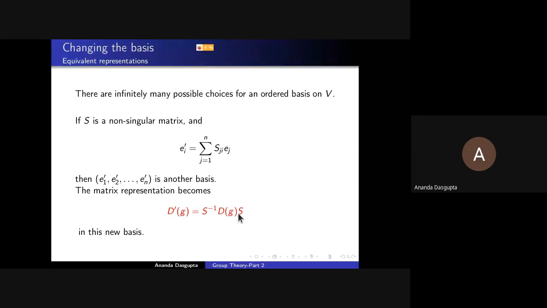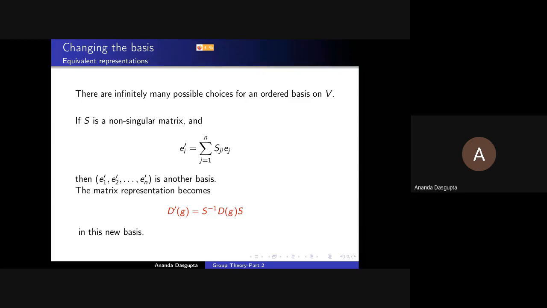Now this is a similarity transformation, but it's something slightly more than just an ordinary similarity transformation. In a similarity transformation that you do in the theory of matrices, you take a matrix, you take another non-singular one, S, and you do S inverse AS. Here, you don't have one matrix. Remember, DG is one matrix for every group element. So you have as many matrices here as group elements. And you're applying the same similarity transformation on all of them. And that gives rise to a bunch of new matrices, which are going to be representations for the same group, but with a changed basis.